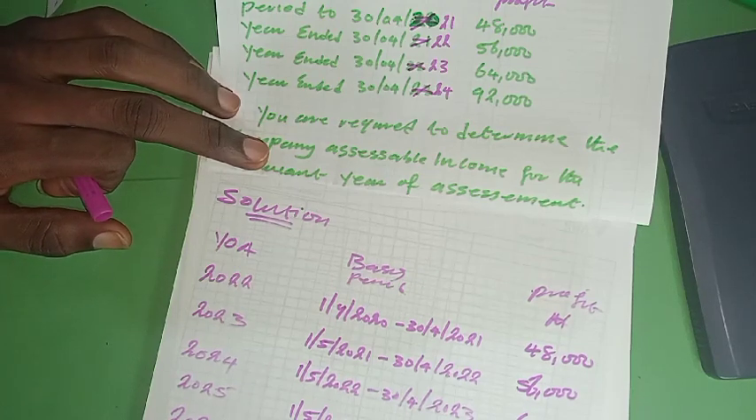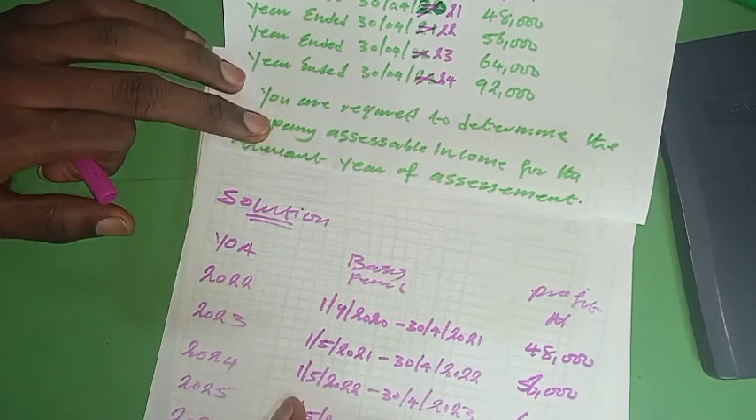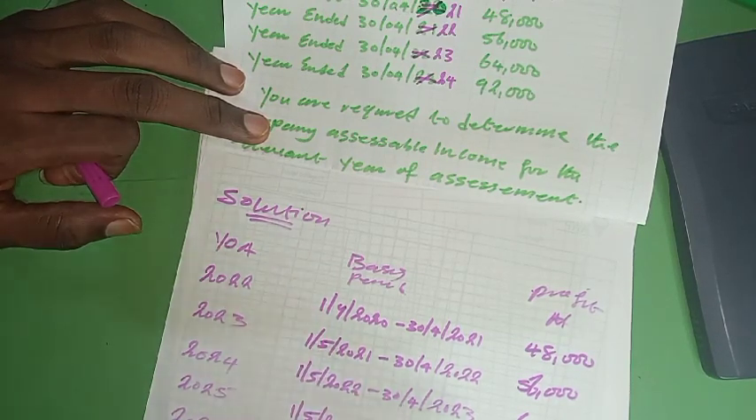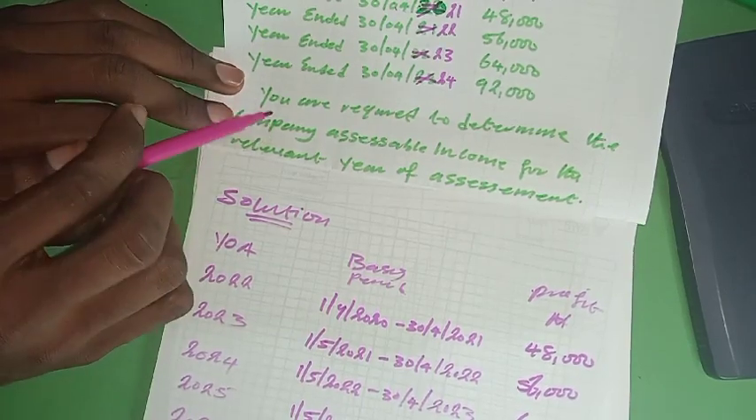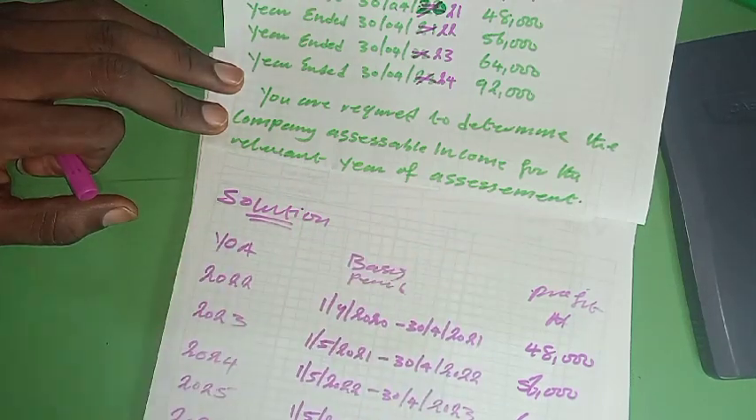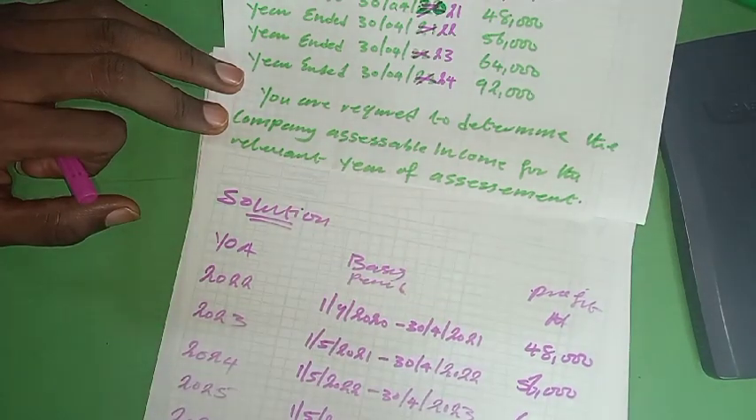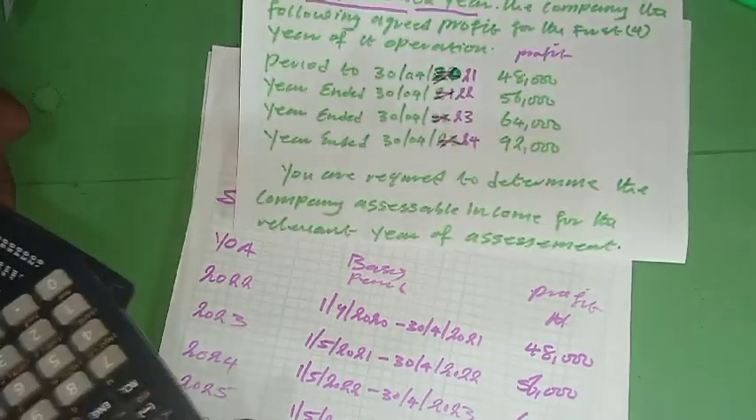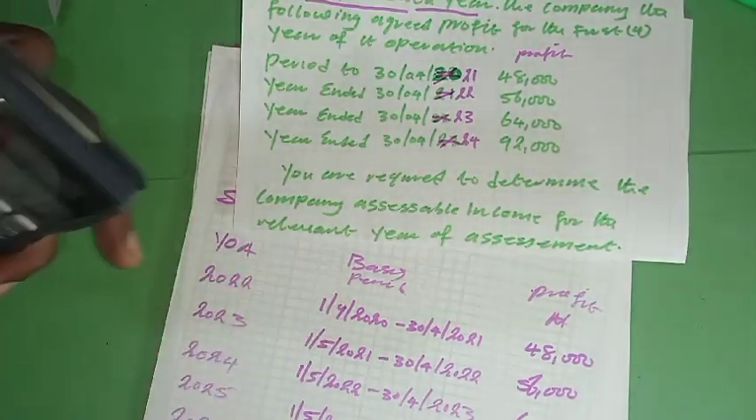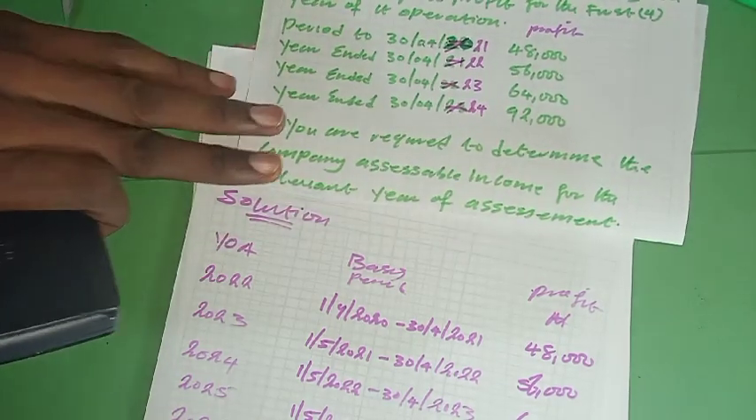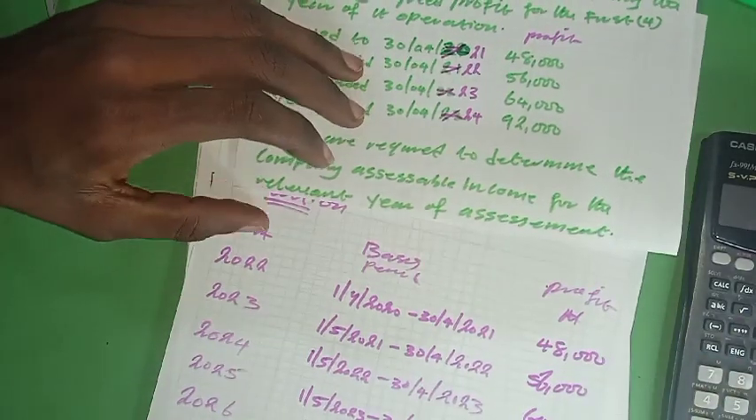Now, what they want to get from me is your knowledge about commencement rule and how you can apply your basis period and your year of assessment. Here it says you are required to determine the company assessable income for the relevant year of assessment. When you add this up, it will give you a figure. That figure is your assessable profit. Now, that is the first way of solving it, and I think it is the best way to solve it.